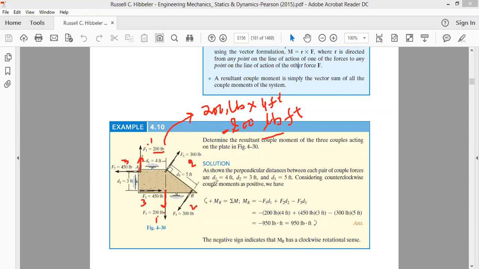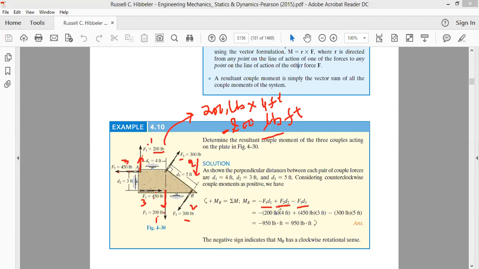and anti-clockwise as positive. Same as now we have the force F3 and F3. So it is 300 multiplied by 5, that is 1500 pound feet, and it's again trying to rotate it clockwise, so it will be negative. That's why it has been given as negative here. And look at the force F2 and this F2, the 450 pound force. In which direction is it trying to rotate it? The effect will be rotation in the anti-clockwise direction. That's why it has been given as positive.